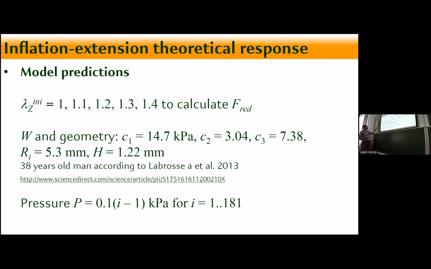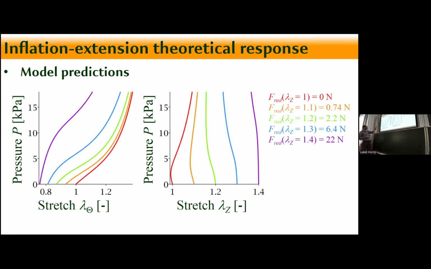Results I'm going to show you are calculated for the prestretch set to be a non-prestretched tube, 10%, 20%, up to 40%. First, this is calculated in 2 steps. First, we must calculate the necessary axial force to prestretch the tube, and then we calculate the response to the pressurization. There are parameters of the model and reference dimensions. It is according to an article, so it corresponds to a real human being measured in the laboratory of Professor Labros, and we will pressurize it up to 18 kilopascal. And here are the results.